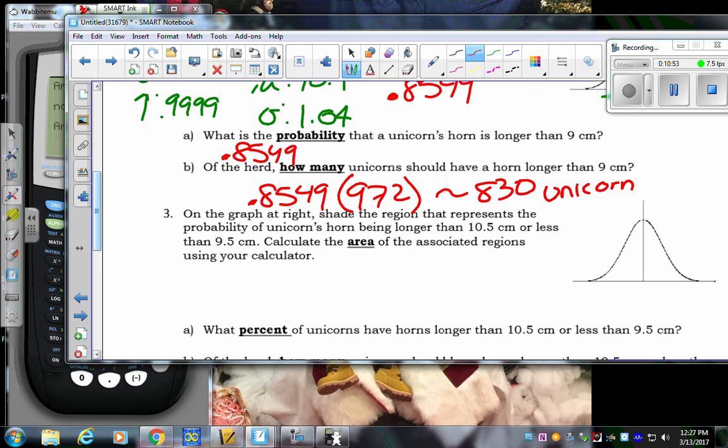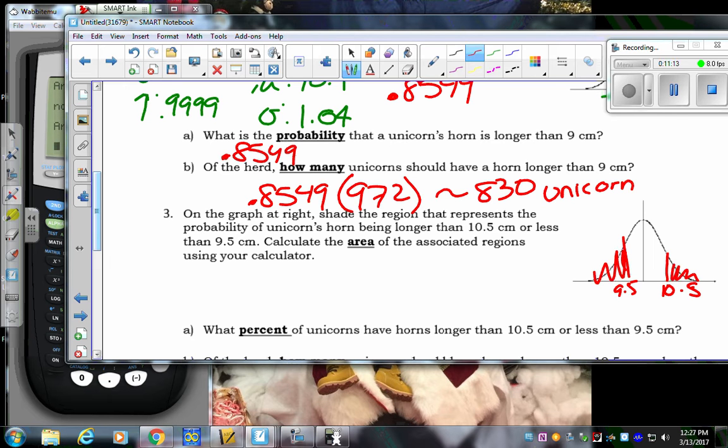All right. On the graph at the right, shade the region that represents the probability of a unicorn's horn being longer than 10.5 or less than 9.5. So there's two different ways that we can attack this. I'm looking at two separate regions. So here's option number one. This isn't the option I would do, but I'm going to do it right now.